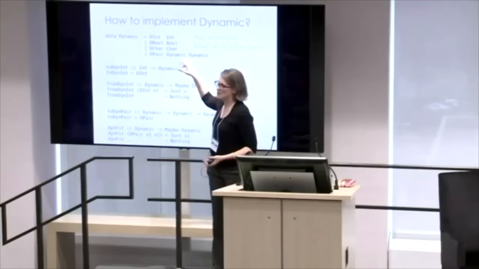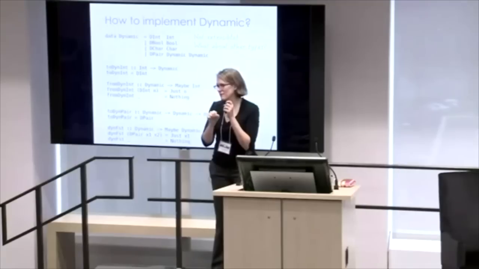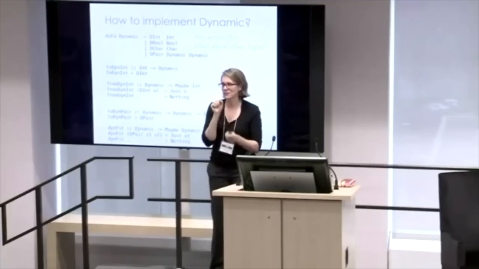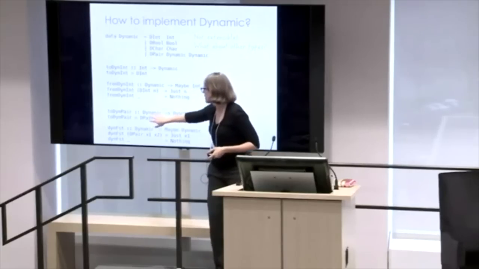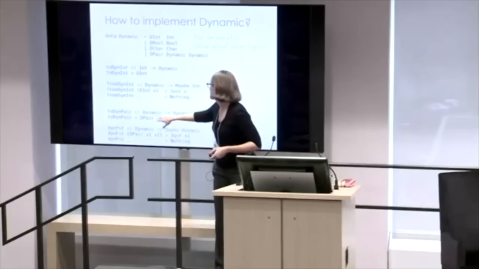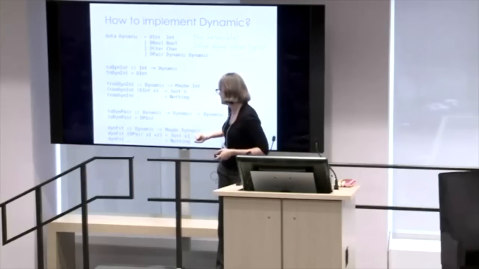We don't want a constructor for a pair of an int and a bool, and another constructor for a pair of an int and an int. So we just make it take dynamics as arguments, and then two-dyne pair to create a dynamic pair is easy.